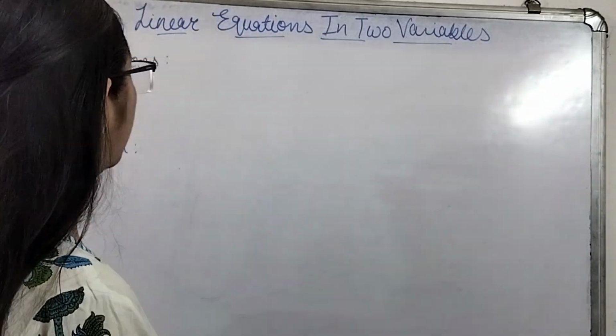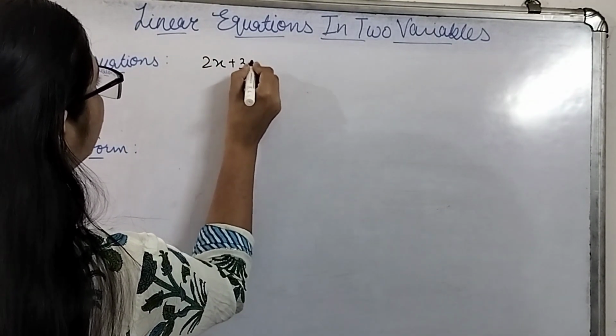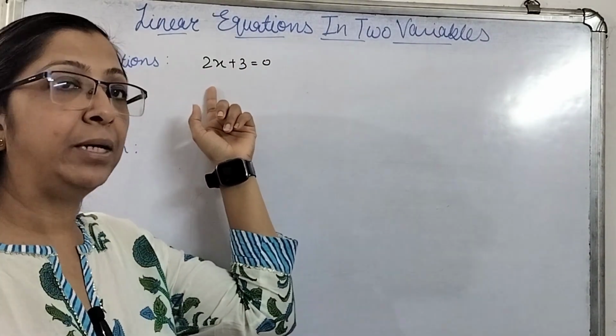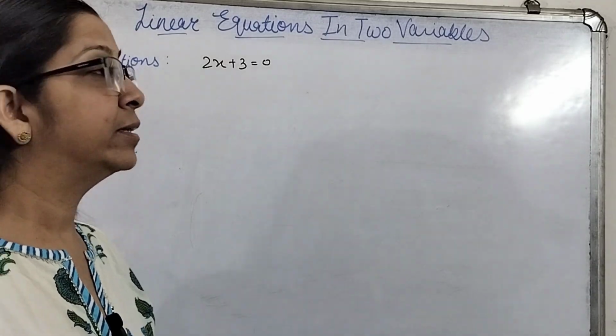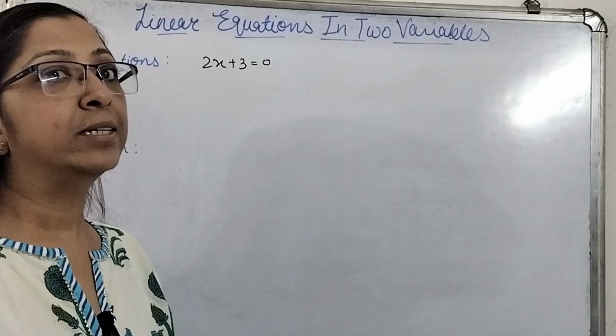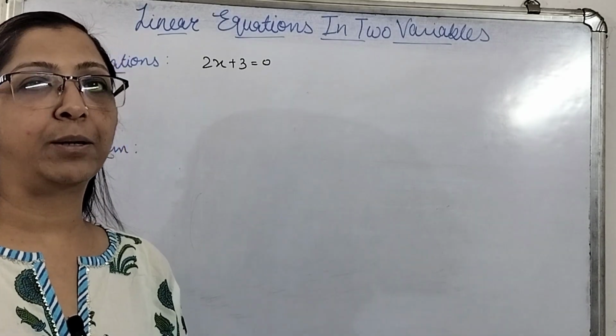If we take an example, suppose I say 2x plus 3 equals 0. Over here we can see that there is only one variable, that is x, and the degree of this equation is 1. That simply means that the highest power of the variable is 1. That's the reason this is an example of a linear equation in one variable.